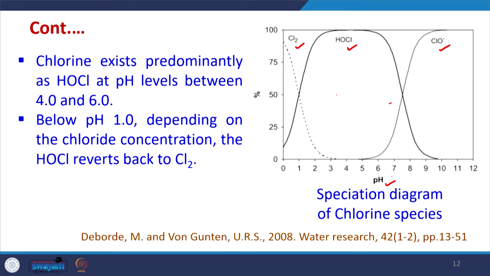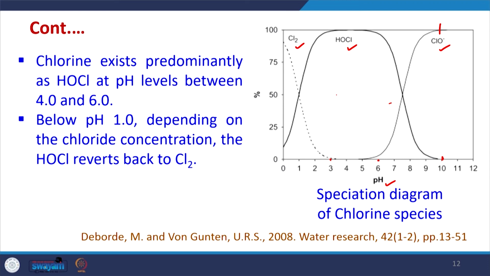So, we can see here that beyond pH 10, if chlorine is added, it will be in the negative form. If it is between around pH 6 to 3, everything will be in the hypochlorous acid HOCl form. Below pH 2 or 3 or less, some amount of chlorine will also be present. So, some amount will get converted into chlorine along with HOCl if pH is less.